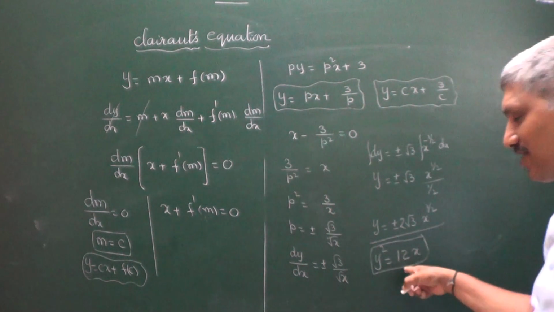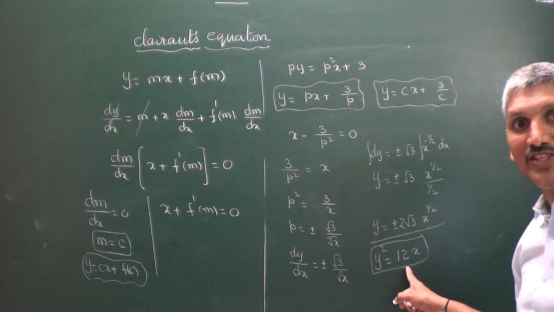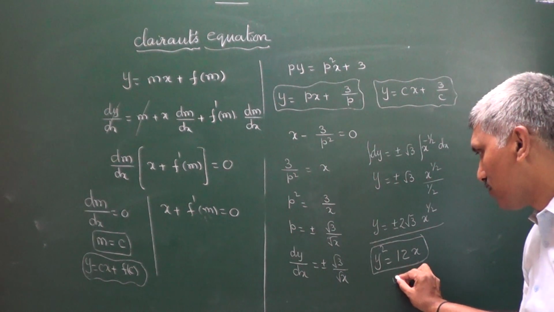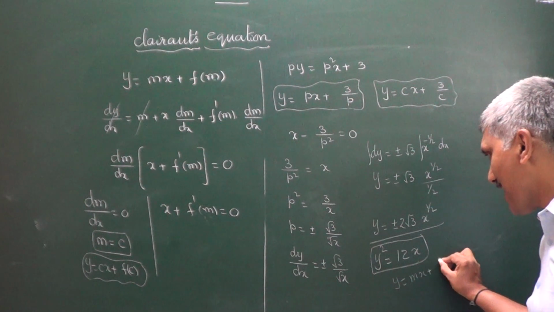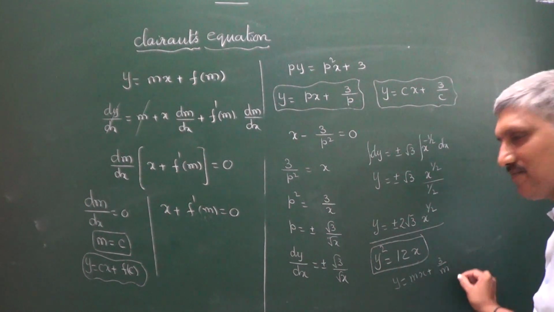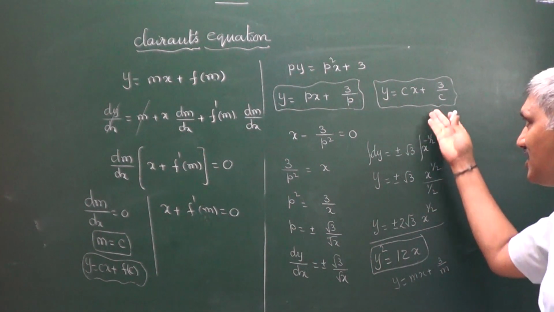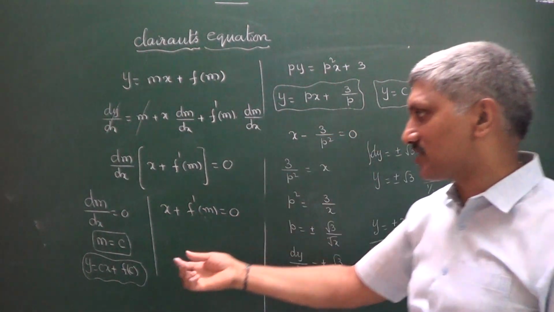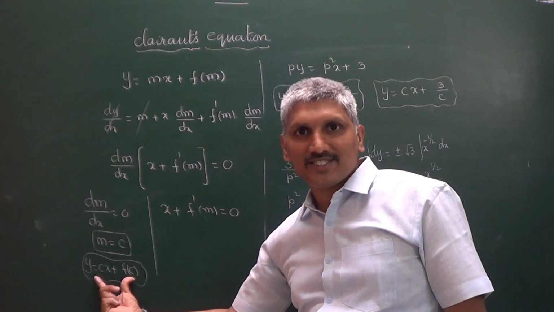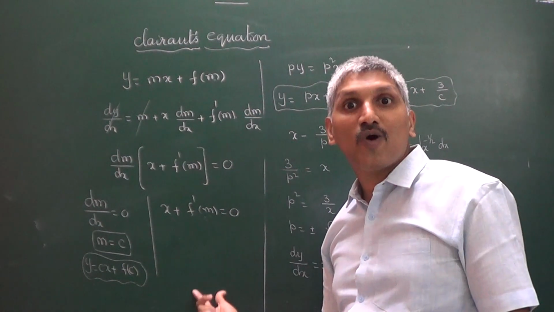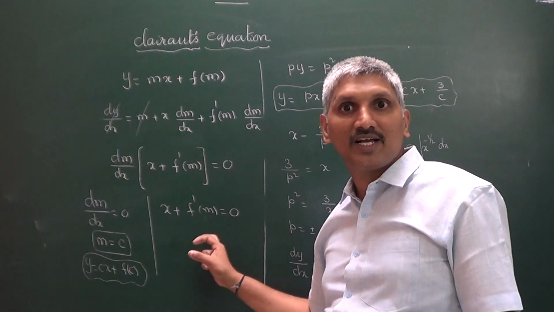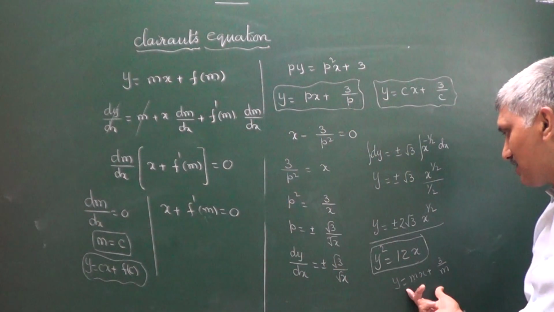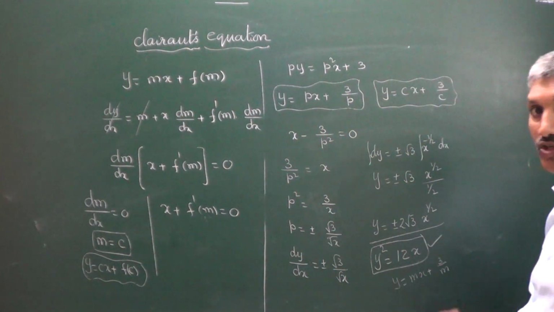For this parabola, the equation of tangent in slope form is y = mx + a/m, with m equal to c. Same we got or not? That's what I discussed. This is the tangent to the curve. What we get here is the singular solution, a single curve, given by y² = 12x.